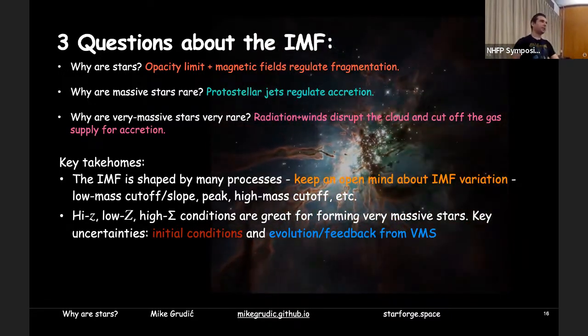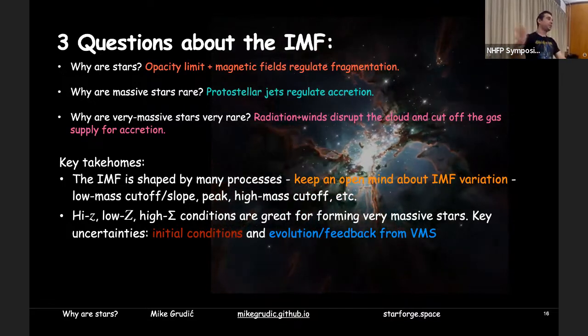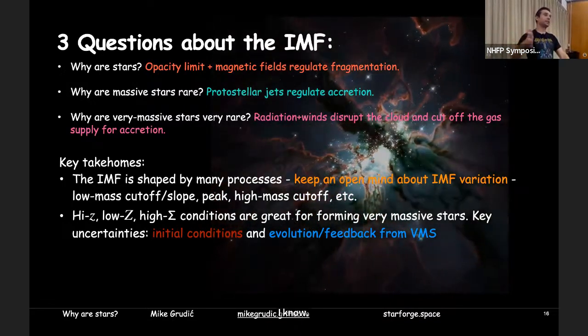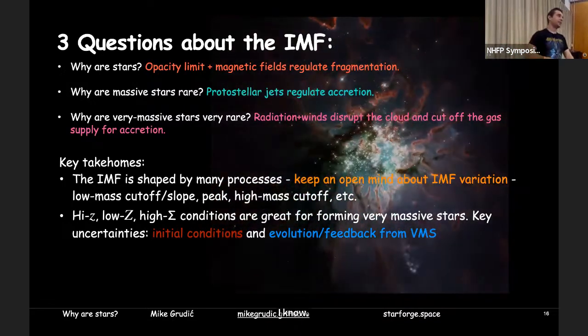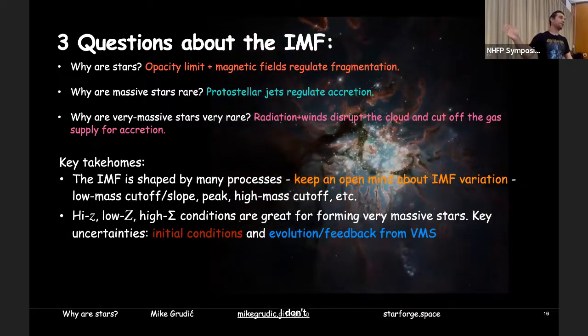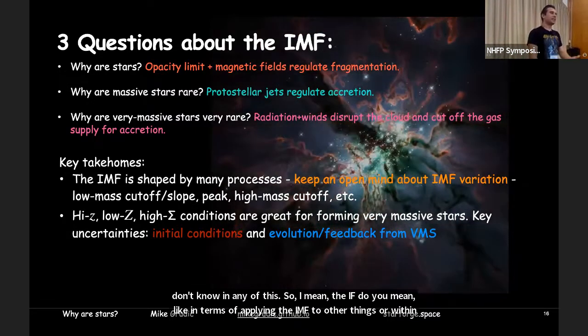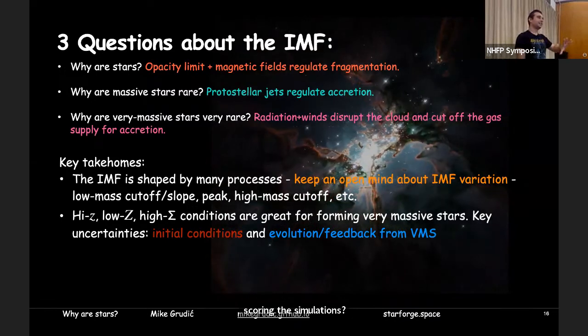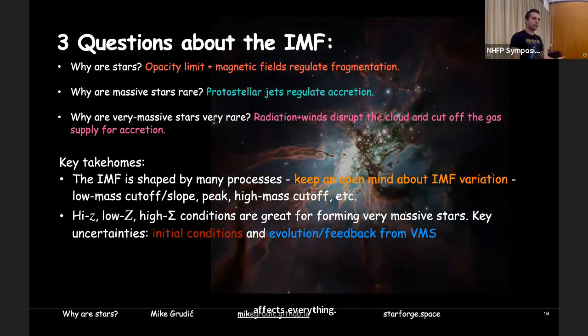Well, I mean, the IMF affects everything. It affects how much feedback you have, what you need to know for your galaxy formation model. It affects how many gravitational wave events you're going to have, and it affects how much light is coming from galaxies. It affects everything, right?